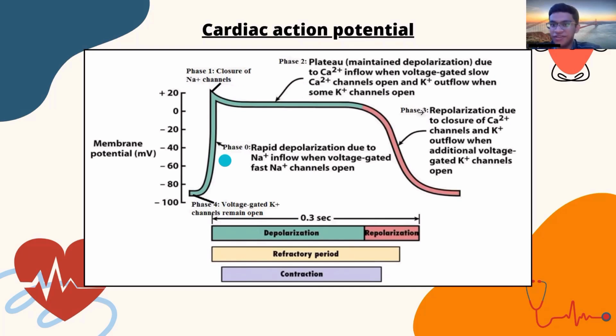Then we have the third phase, where repolarization occurs due to closure of calcium ion channels and potassium outflow when additional voltage-gated potassium channels are open.